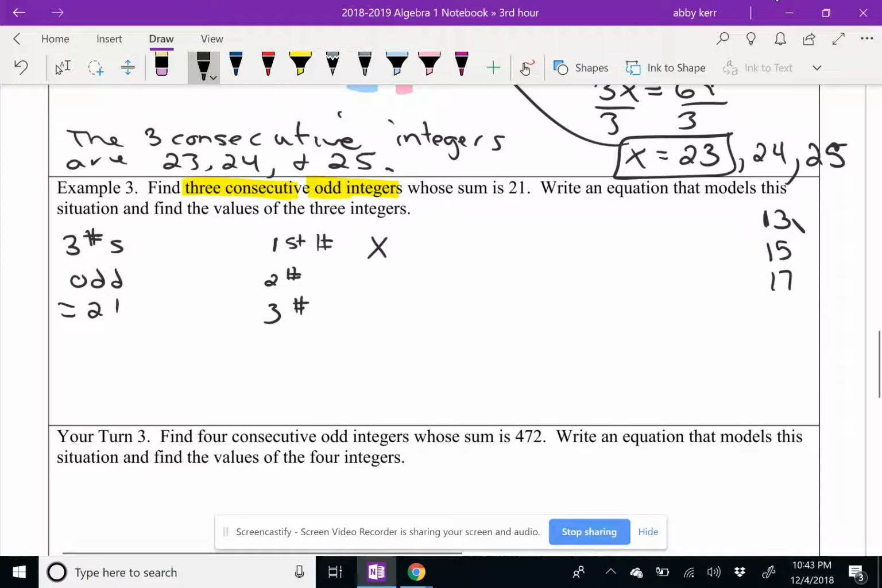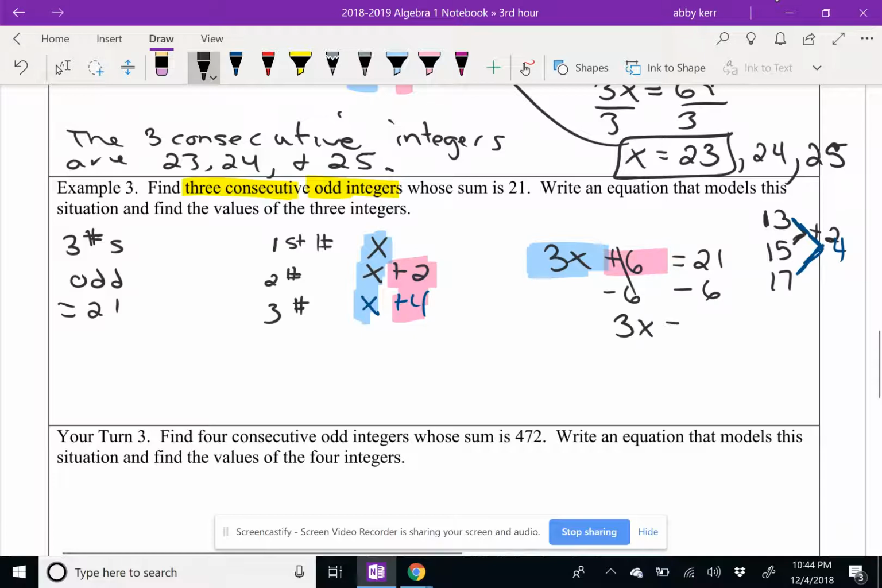Now, what do you do to 13 to get to 15? You add 2. Now, don't forget, we're starting at 13 again. From 13 to 17, we add 4. So then we have x plus 4. Now, from there, we can combine like terms. We have x plus x plus x, 3x. We have 2 plus 4, which is 6, equals 21.